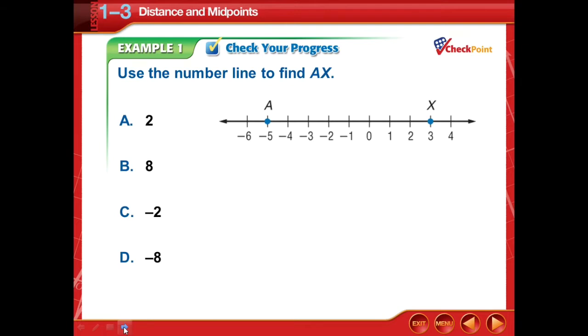Here is an example that you should try. The correct answer is 8 because you take 3 and subtract -5. These both become positive and you get 8.